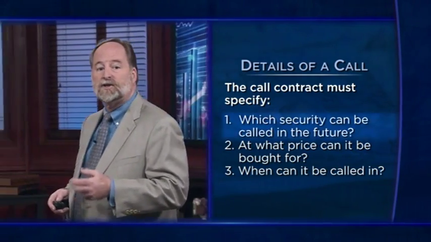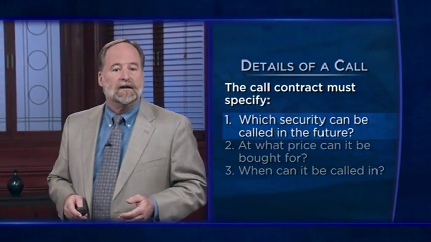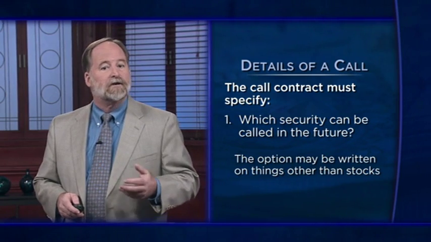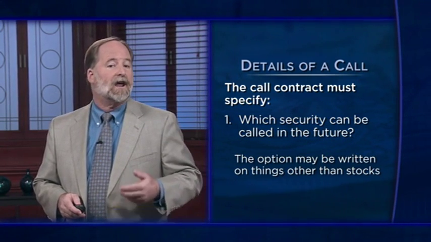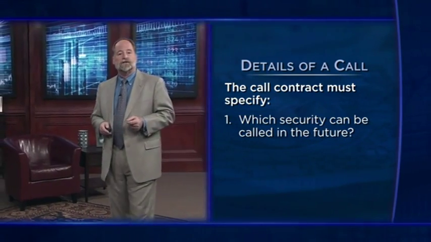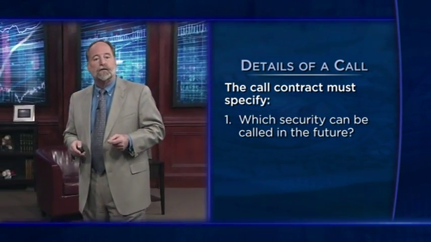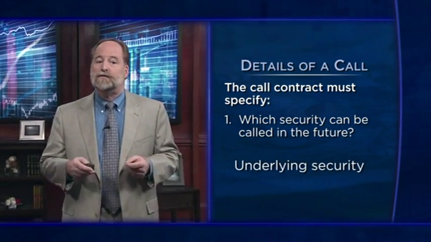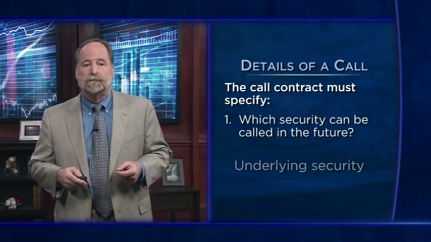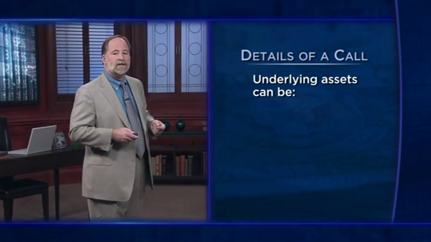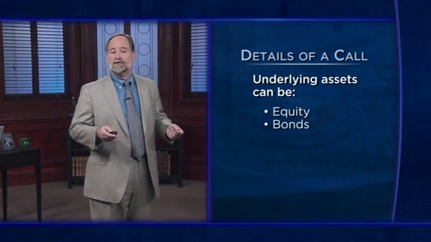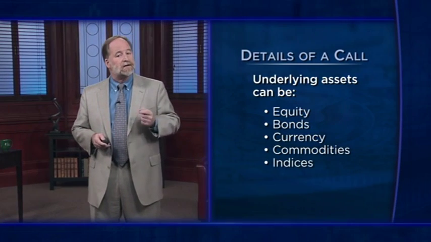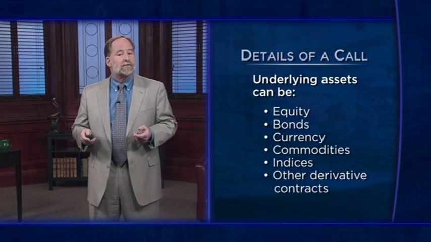The answer to the question, which security can be called in the future: the contract specifies the security that the option is written on. For example, a call option can be written on a stock in IBM. The security that the option is written on is also referred to as the underlying security or the underlying asset. That is the asset whose value the option is derived from. Underlying assets can be things like equity, like IBM, bonds, like a treasury bond, currency like the yen, commodities like live cattle, indices such as the S&P 500, and other derivative contracts such as futures.